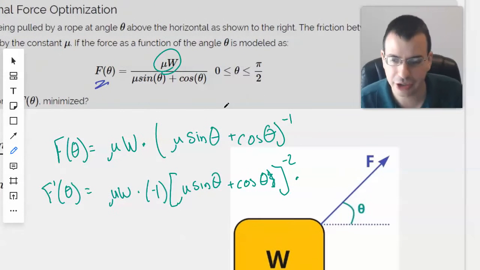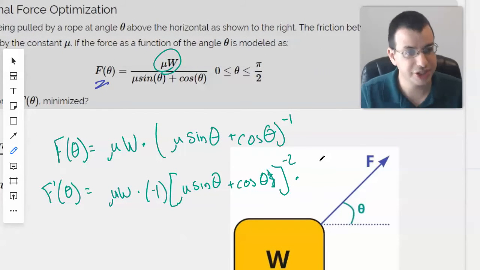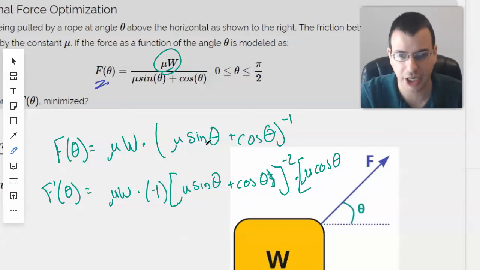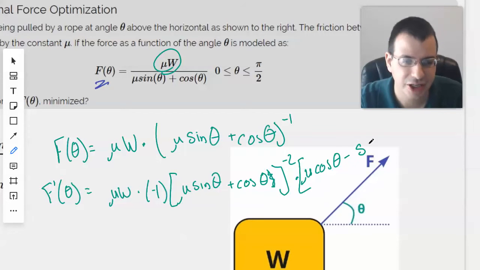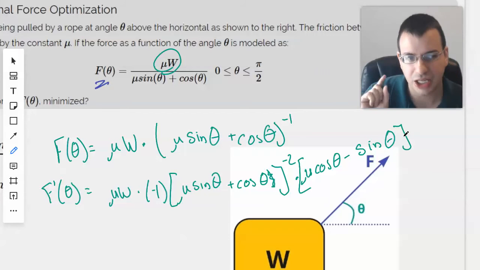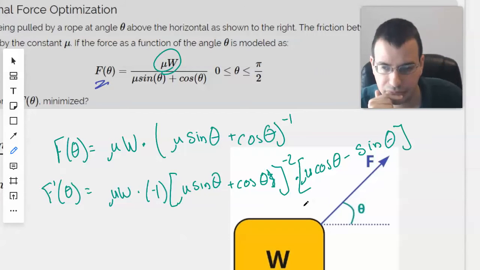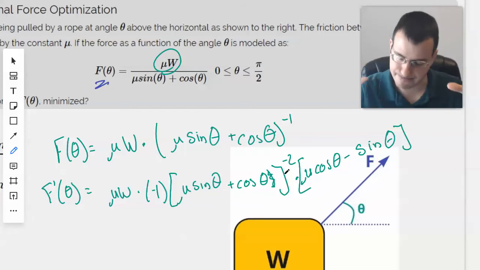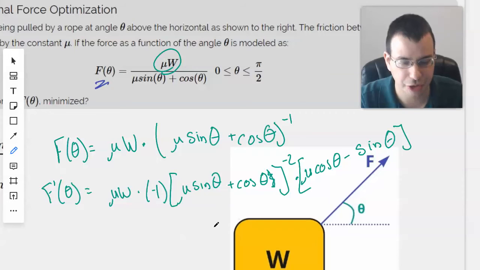And the derivative of the interior will be derivative of the first one plus derivative of the second one in this case, because they're just added together. So we'll have mu cosine of theta, make a big bracket here, because the derivative of sine is cosine, minus sine of theta, because the derivative of cosine is negative sine. And then it's just theta in the middle, so we don't have to do any extra chain rule type thing.